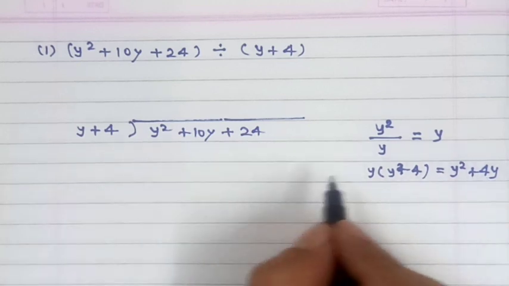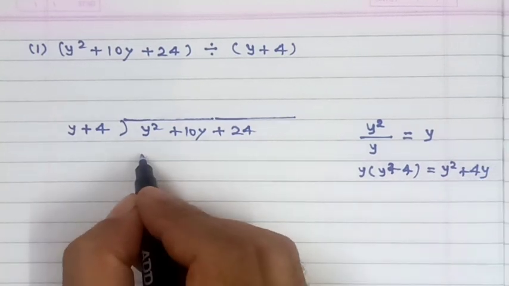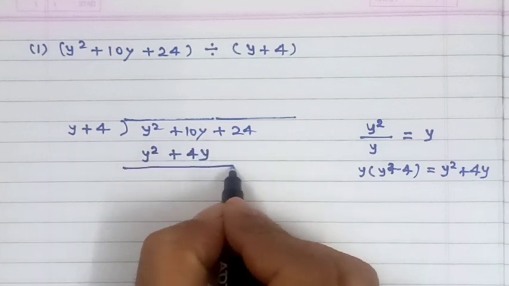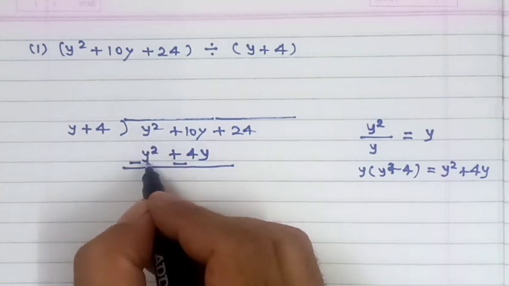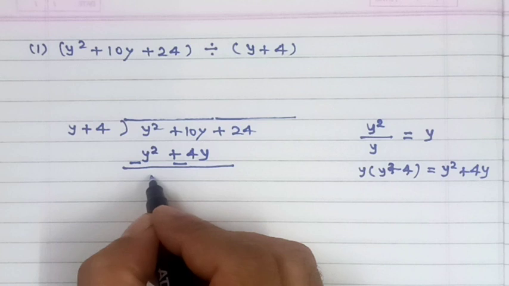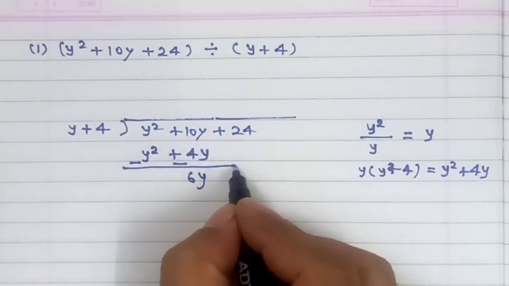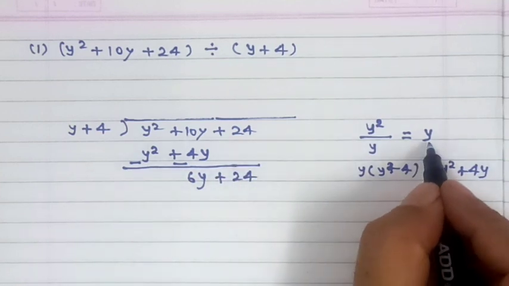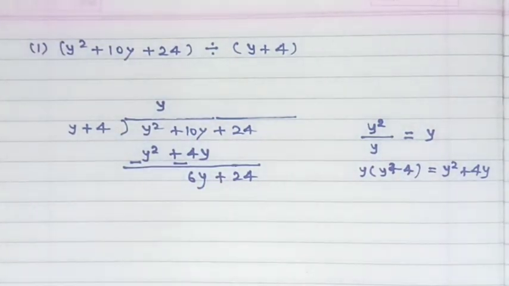Now you got y square plus 4y. Write down here y square plus 4y and subtract. When you subtract, sign changes. y square minus y square is 0. 10y minus 4y is 6y. Carry your 24, write 24. I forgot, here when you get y, this answer is to be written here, y. So you wrote y. This way your first step is complete.